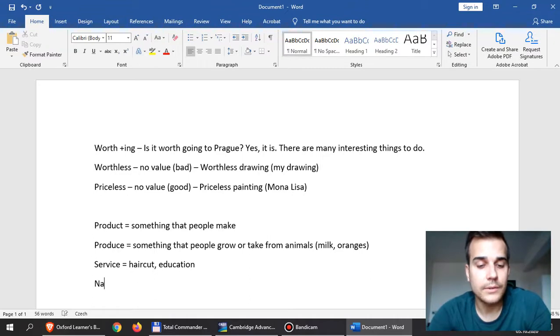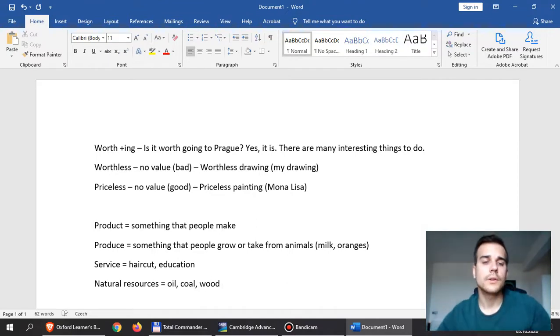And the last things you can buy are natural resources. All right, we are talking about oil, coal, things that are in nature, and wood. Those are things that nobody has made. The nature has made them over a long time, and they are considered natural resources. Those are the only four things you can buy in the world. Okay, so nothing else here.